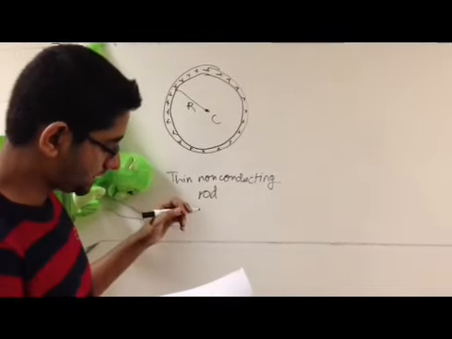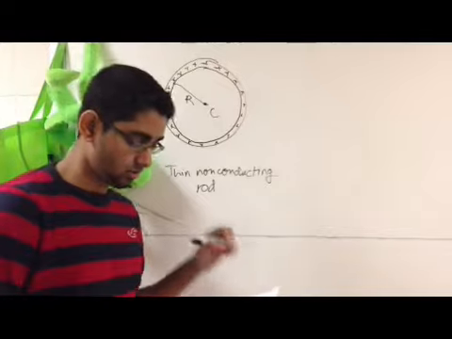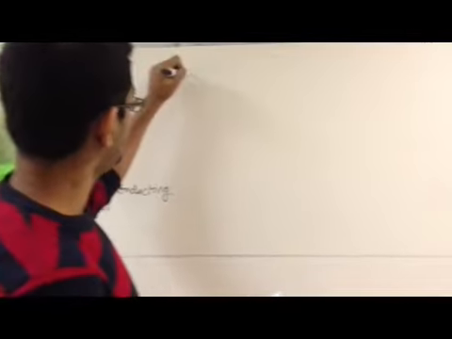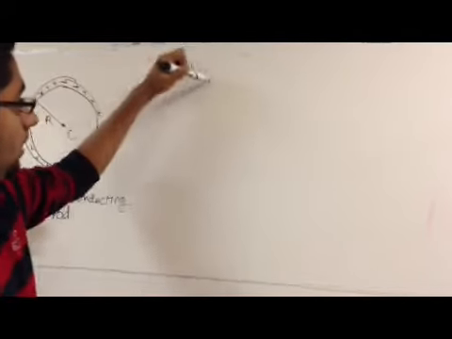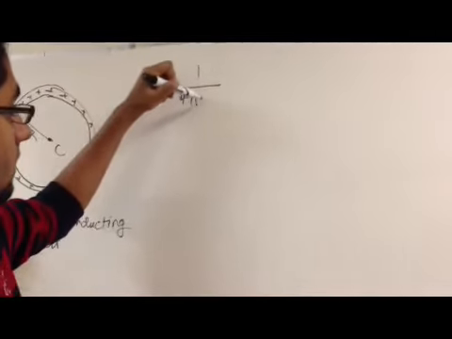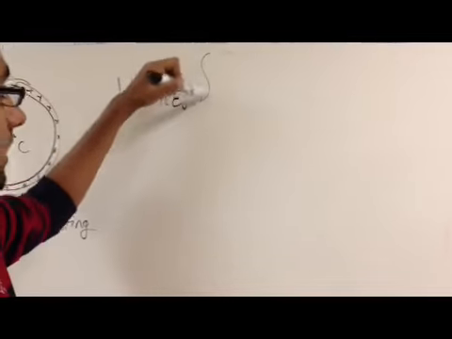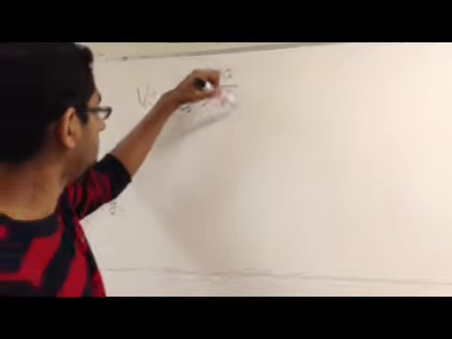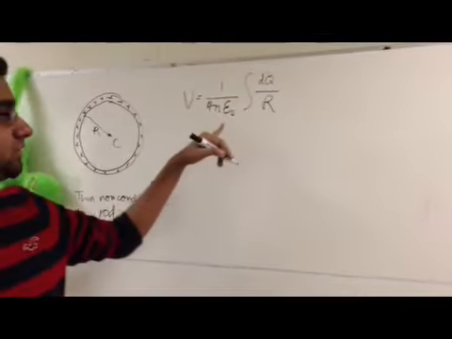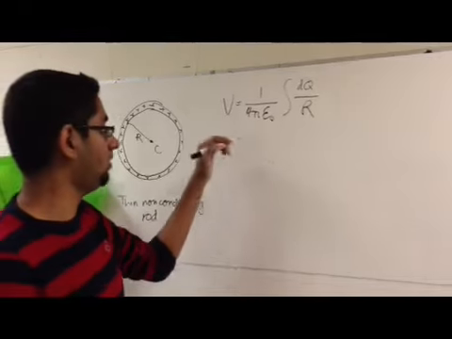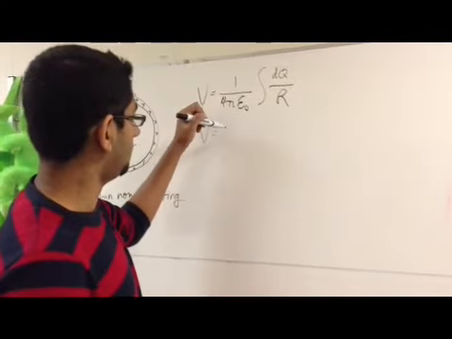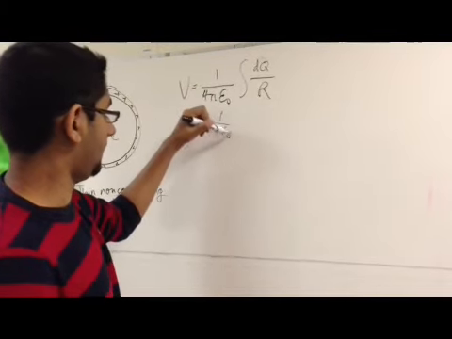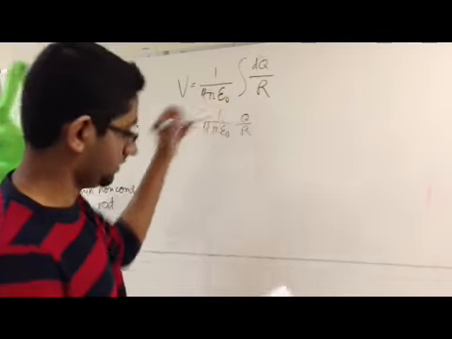Part A asks us to determine the electric potential V at the center of the circle. As we know, the formula is V equals 1 over 4 pi epsilon naught times the integral of dq over r. Obviously we can evaluate this simple integral, so this will turn out to be 1 over 4 pi epsilon naught times Q over r.